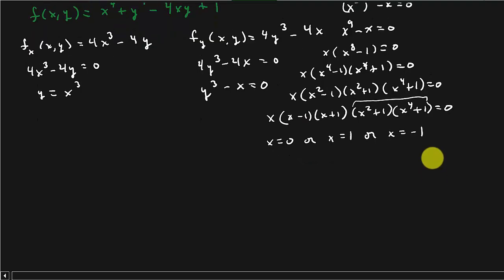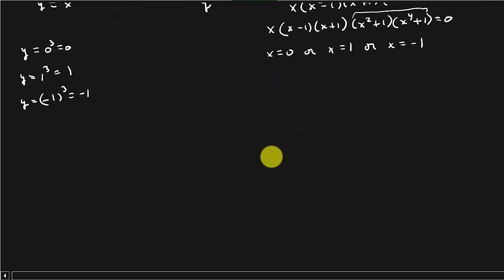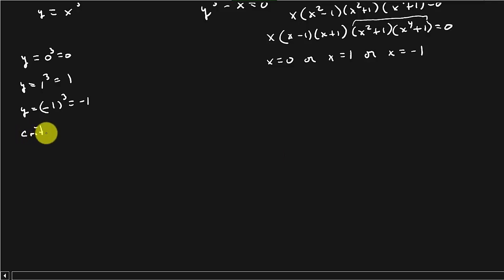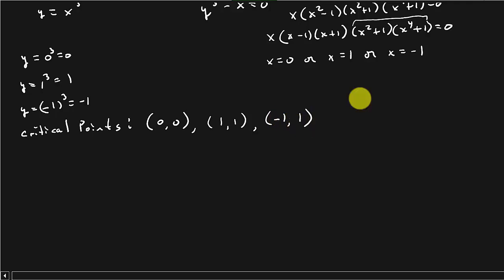And so now we need our y values. So here I can see I have y is equal to 0 cubed, which is 0. y is equal to 1 cubed, which is 1. y is equal to -1 cubed, which is -1. So I just took each of these values and plugged them into here to get my y value. So that is going to give me critical points at (0, 0), right? When I plug the 0 in, I got 0. (1, 1), and (-1, -1).